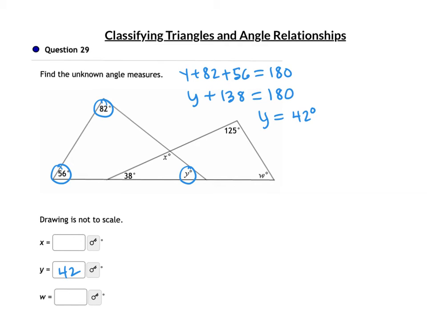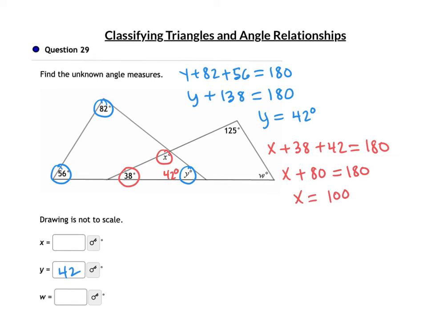Now that I know y, 38, x, and y, which was 42 degrees, all add to 180. X plus 38 plus 42 equals 180. 38 and 42 add to 80. We subtract 80 from both sides, we see that x is 100 degrees.